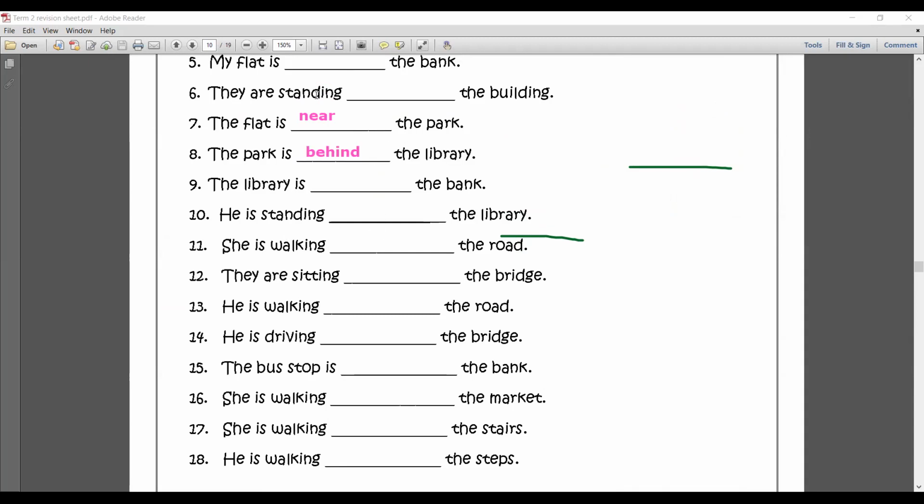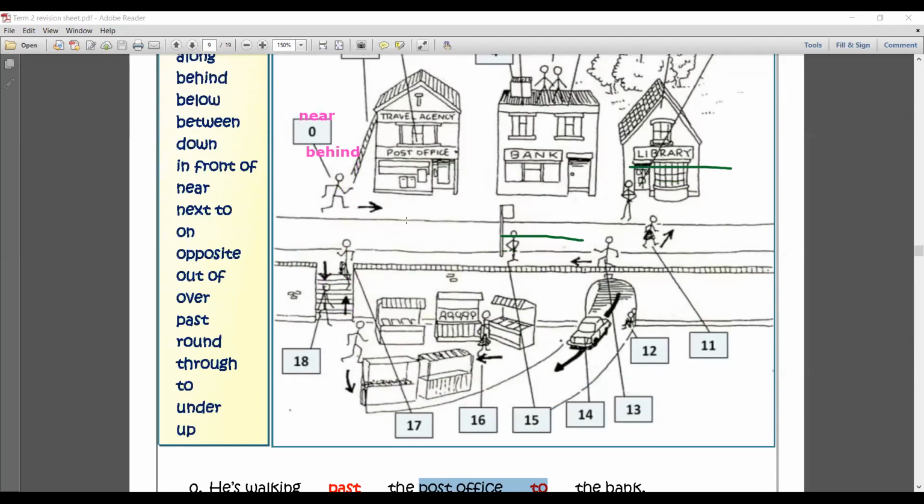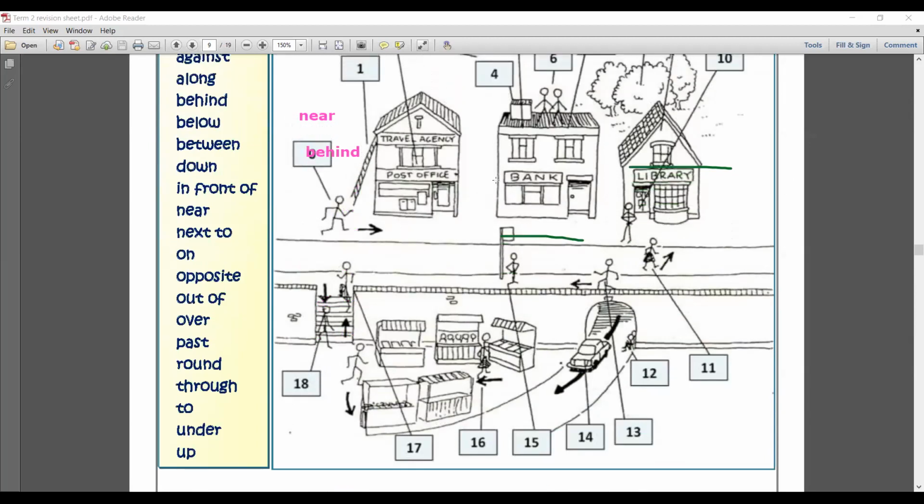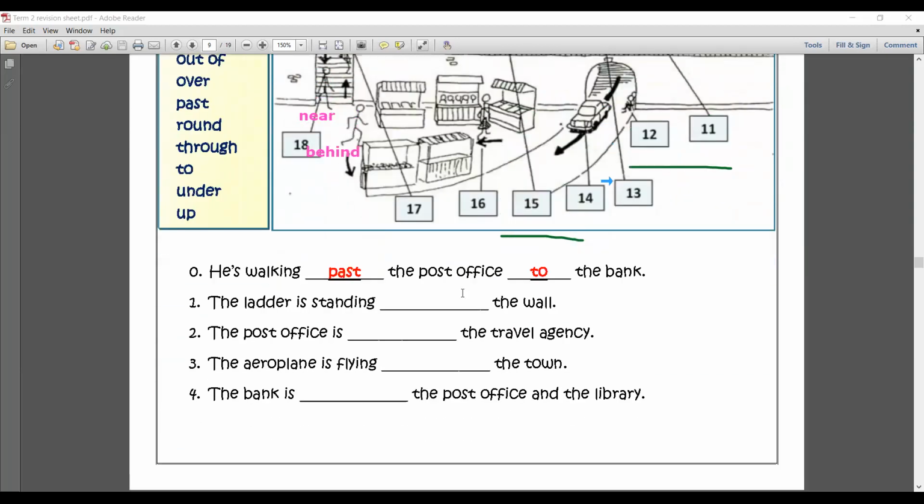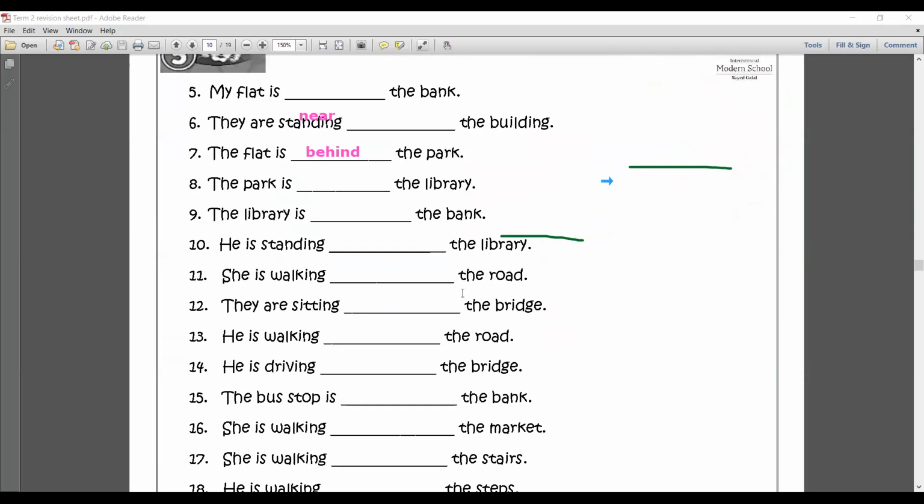The library, where is the library from the bank? It's next to. See, they are totally next to one another. It's not like near. Near could be a little bit behind me, a little bit far away from me, but next to is like they're totally next to one another. They're totally beside one another, like this. All right. And the rest, I know I did 8. So from 9 till 18 is your work.